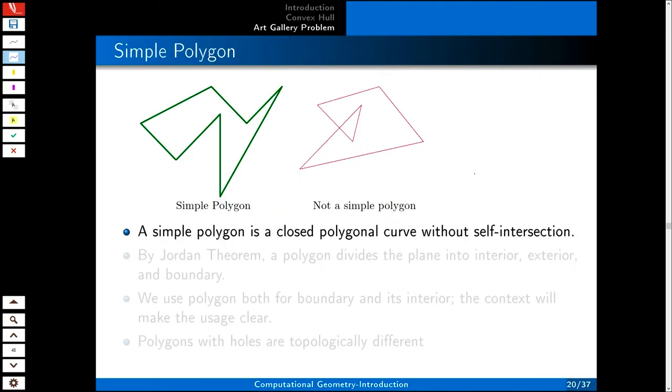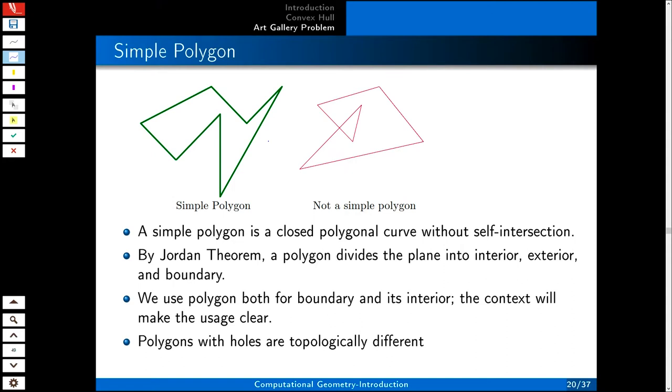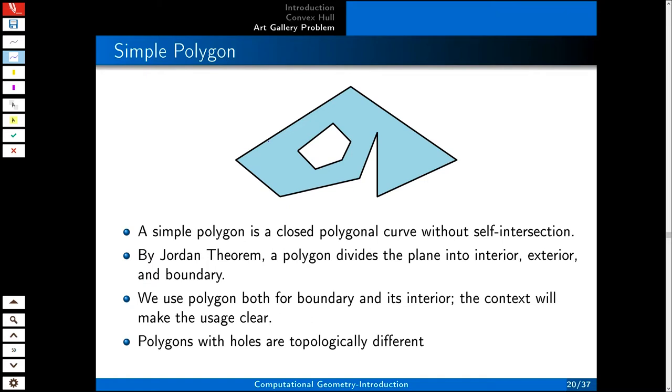Okay, so let's see. What is the definition of a simple polygon? It's a chain of polygonal curves which do not self-intersect. So this is not a simple polygon, whereas this is. By the Jordan curve theorem, any polygon divides the whole plane into three parts: interior, exterior, and the boundary. I am very absent-minded, so depending on the context, sometimes by polygon I'll mean only the interior, sometimes the interior and the boundary. You have to figure it out. Also, when I say a simple polygon, I do not include polygons with holes. They are topologically different and have different characteristics. This is an example of a polygon with holes. I am not dealing with this kind of situation.